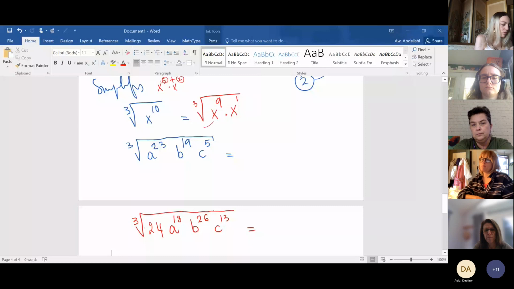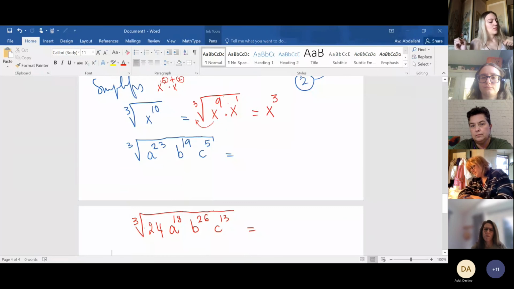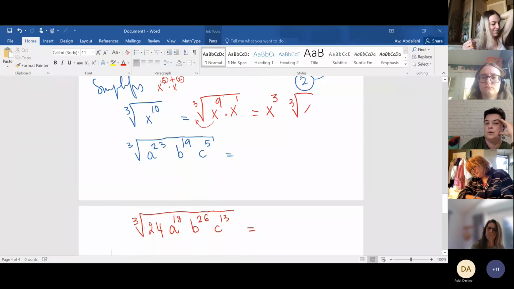And when the x to the 9 goes out, it becomes x to what power? X to the 3rd, because 9 divided by 3 is 3. And then the cube root of x. All right, thank you very much.